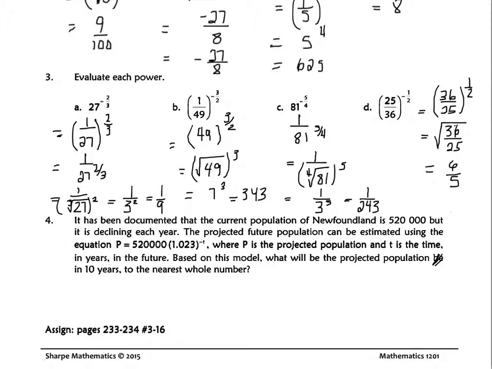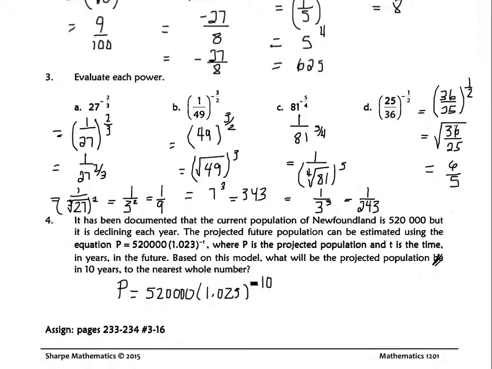So this would be P equals 520,000 by 1.023 to the power of negative 10, was it? So this here would just be one where you'd have to use your calculator for, so I can't do that in my head. Just give me a second. I have my calculator.